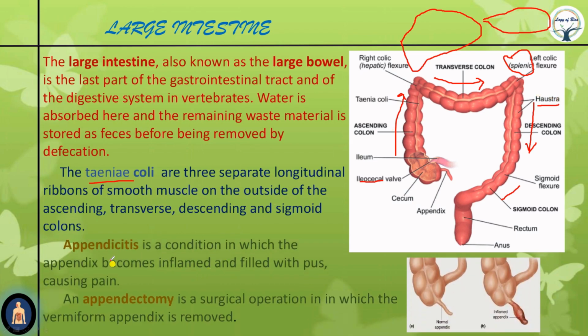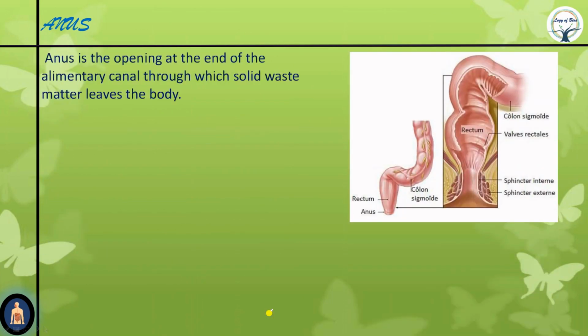Now appendicitis. Appendicitis is a condition in which the appendix becomes inflamed with pus. Okay, see, this is the inflamed appendix. An appendectomy. Tomy means cutting, and appendectomy is cutting of the appendix. So it is a surgical operation in which the appendix is removed. So now we have reached our last part. In our rectum our stool is stored, and finally it is egested through the anus.